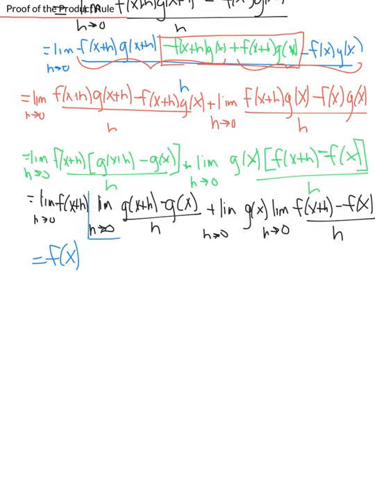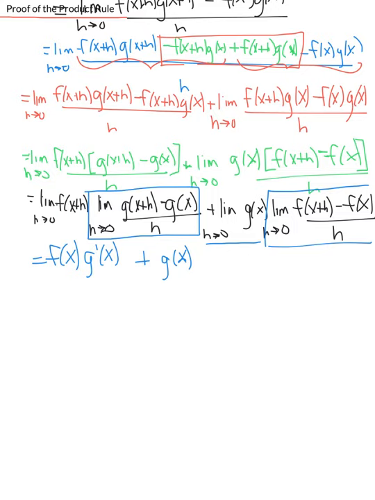And what I can see in this expression, the limit as h approaches 0 of g of x plus h minus g of x all over h, is my first principles, g prime of x, plus the limit as h approaches 0 of g of x. That is just g of x. There's no h in there at all. And this last, the limit as h approaches 0 of f of x plus h minus f of x all divided by h, is f prime of x. So what I've been able to do is officially prove the product rule.